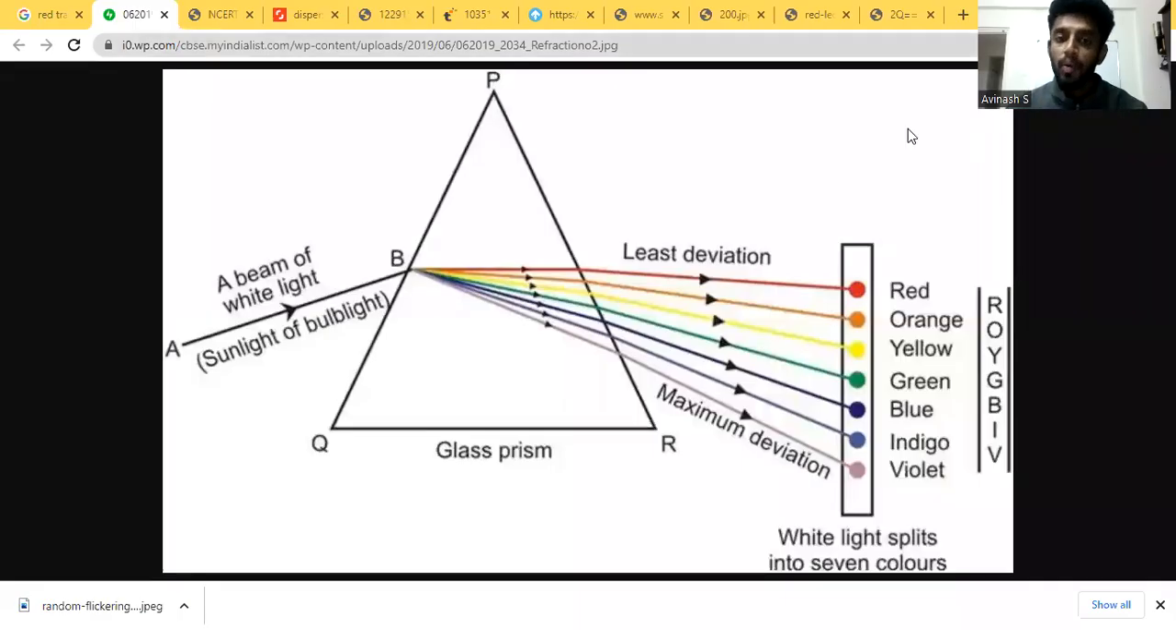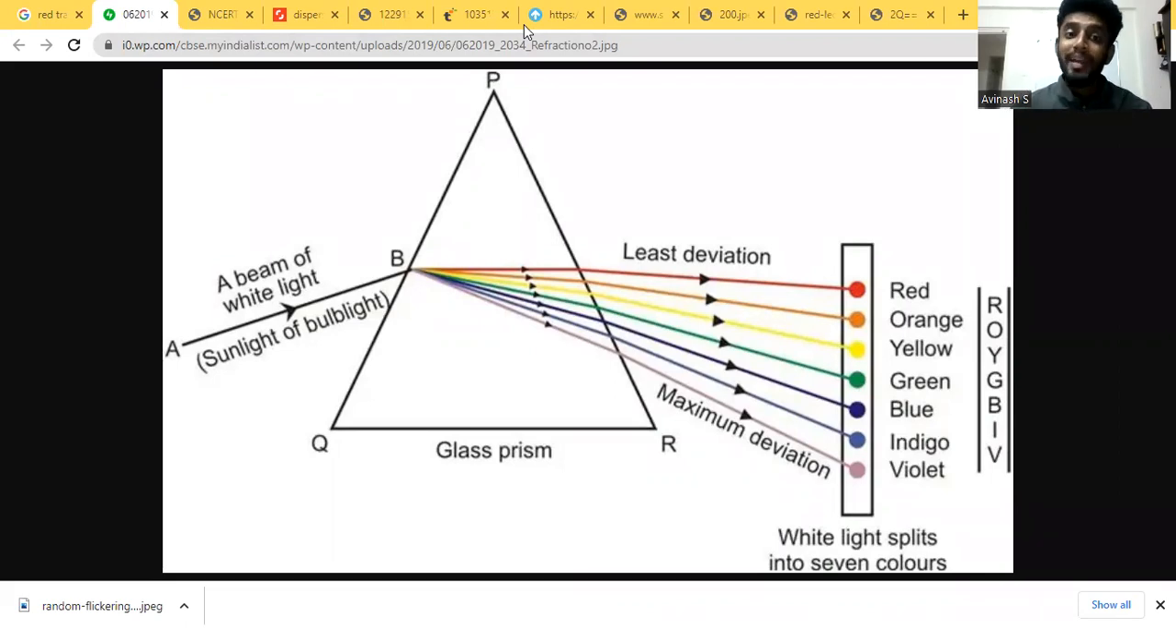Now we are going to learn about refraction of white light through a glass prism. A prism is a solid which is made up of 3 rectangular faces and 2 triangular faces. In the front and in the back, it will be a triangle, and in the sides, it will be a rectangle. So this is the dimensions of a prism.